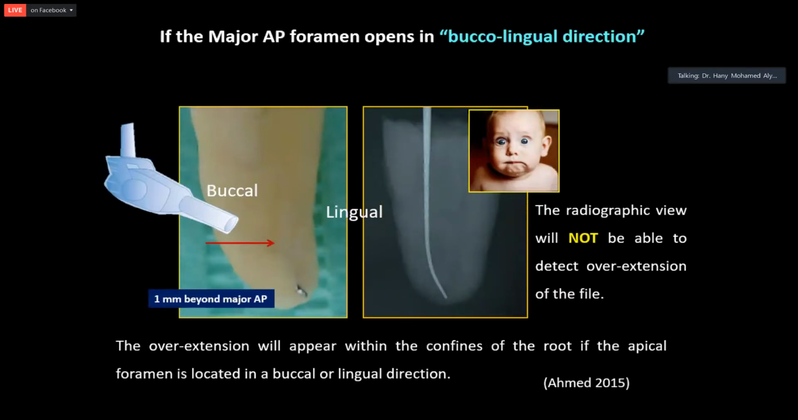As I mentioned, the major apical foramen usually does not coincide with the root apex, as seen here in this extracted tooth, in which the file is already extruded outside the foramen. But after we take an X-ray, because this foramen is located in the palatal or lingual direction, in the X-ray it looks as if it is inside the canal. However, in the real situation, the file is extruded outside the foramen. But because of overlap in the X-ray, it shows that it is inside the canal.